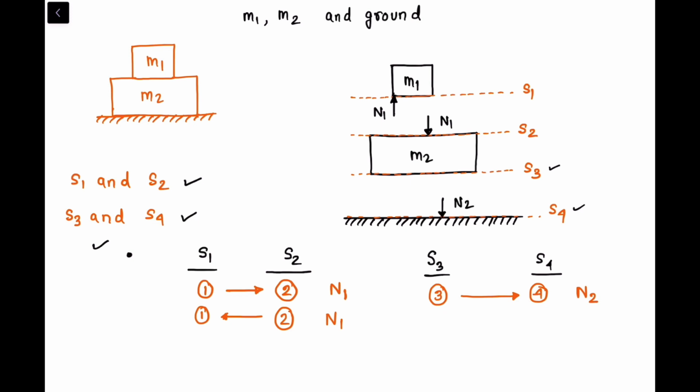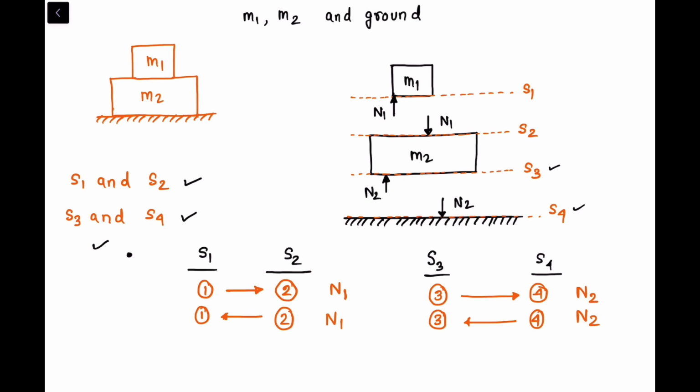So in the similar way, surface 4 will also exert a force on surface 3, equal and opposite, by Newton's third law of motion. The value of the force will be N2. So that means over here N2, right. So we have successfully completed the identification of the contact forces.